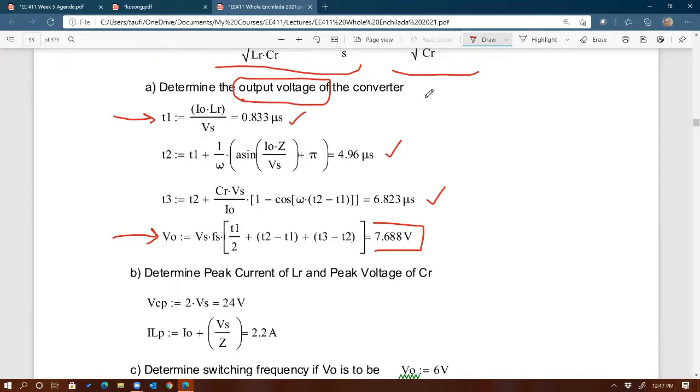Any question on this? So again, part A, I'm using the exact equations. In order to do that, I have to calculate T1 through T3, and then from there, I can get the output voltage.